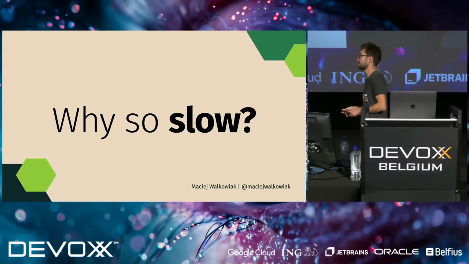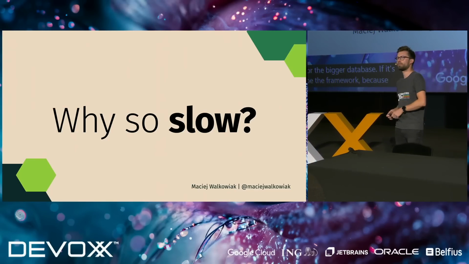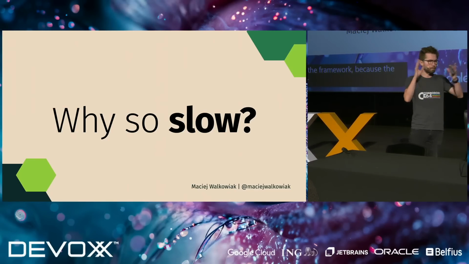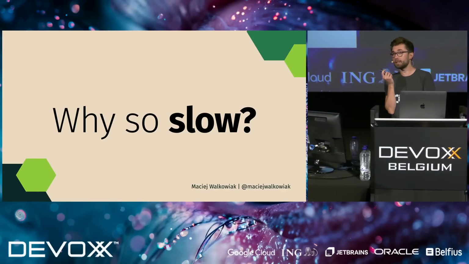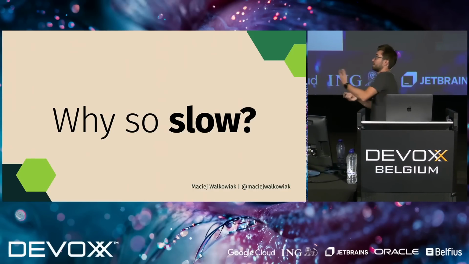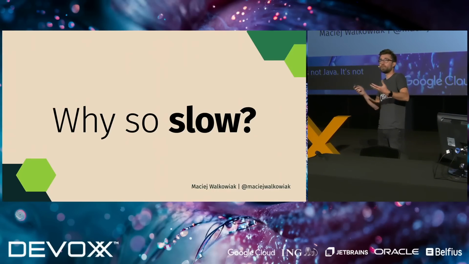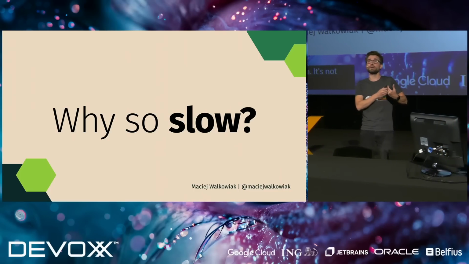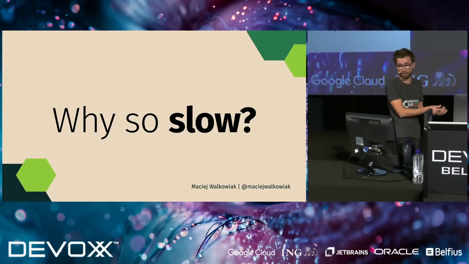If it's not the database, it could be the framework, because the frameworks we use are super complex, with layers of complexity, and obviously they must be slow. But the reality is that it's not Java, it's not databases, also not really frameworks, but most often it's the way we use all of these technologies. This is what's making it slow.